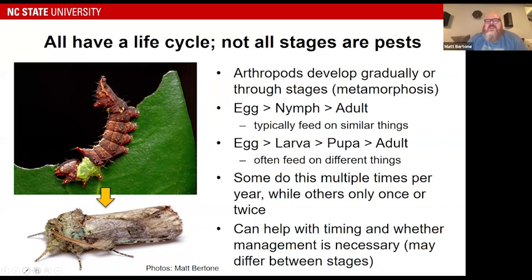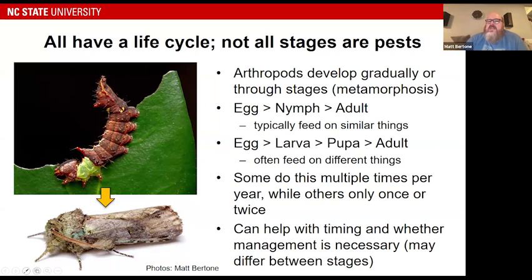So for instance, on the left here, that's a unicorn caterpillar, and it turns into a moth. The caterpillar is a leaf feeder. The moth doesn't feed at all or feeds on nectar. And so one is technically a pest and the other is not, despite whether you like it or not.